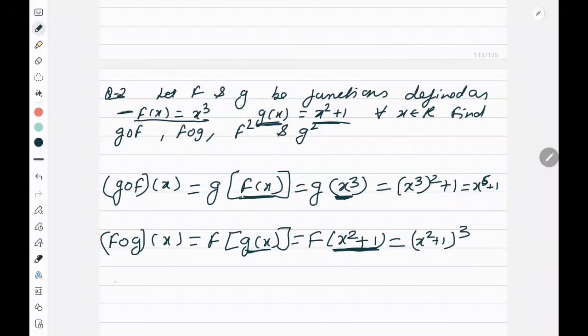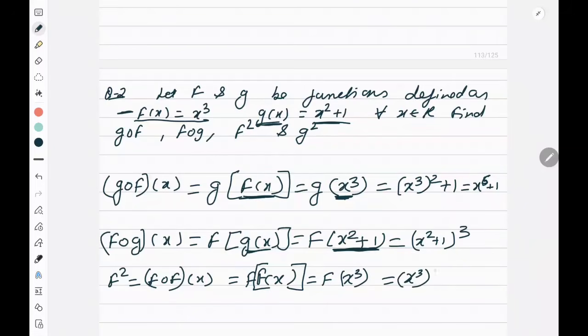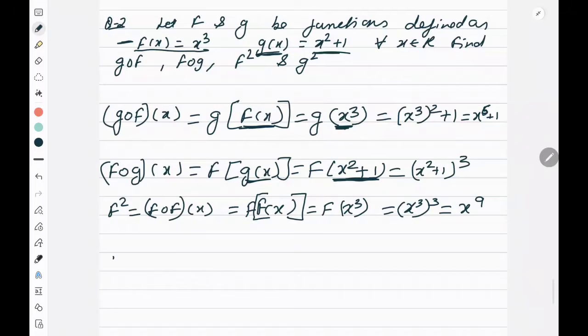Now when I am saying f square, it is nothing but f o f of x. Right? So f of f(x). So f of, what is f(x)? f(x) is nothing but x cube. Now again f of x cube is what? It is (x cube) cube. So x to the power 9. Understood?